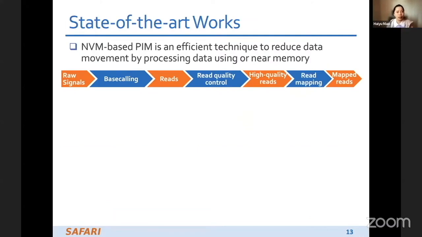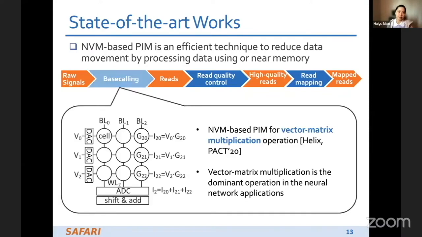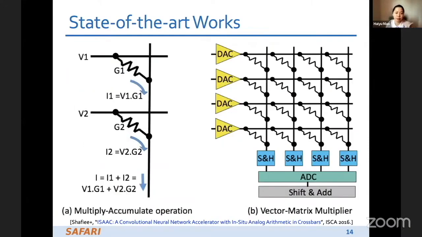I will explain more about the state-of-the-art work. NVM-based PIM is an efficient technique to reduce data movement by processing data using or near memory. Here is an example that uses NVM-based PIM for vector matrix multiplication operations to accelerate base calling, because it's the dominant operation inside neural network applications, and base calling uses a neural network to translate the raw signals to reads. And here are more details about the structures.